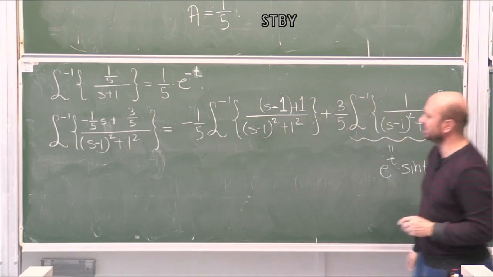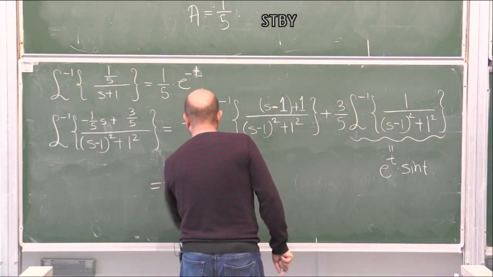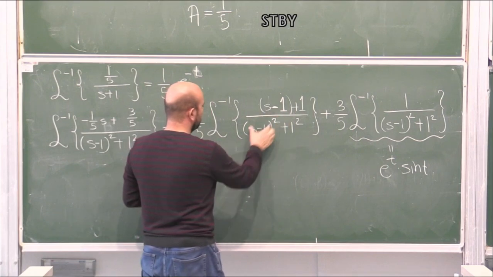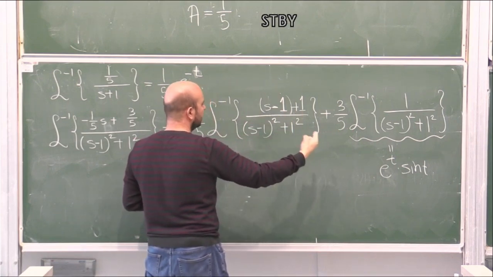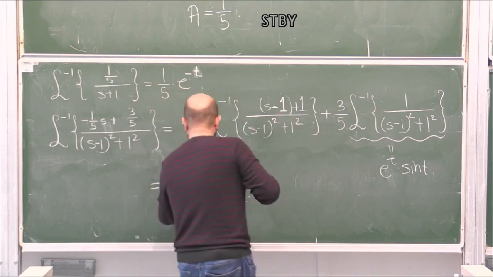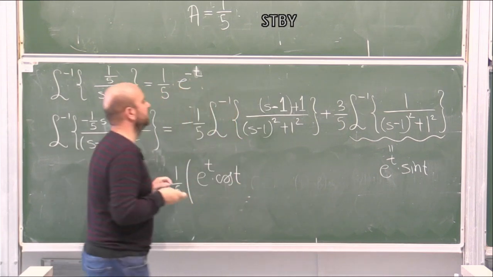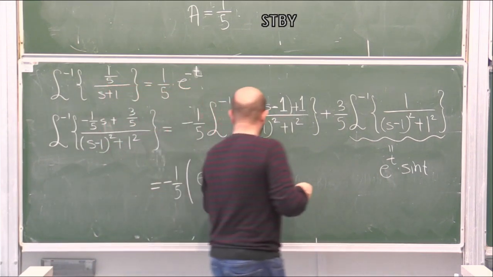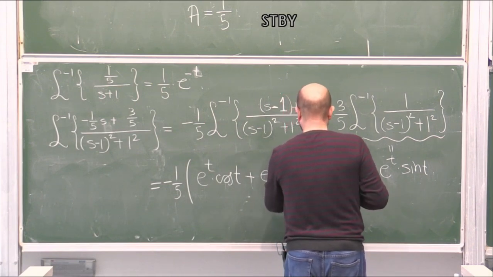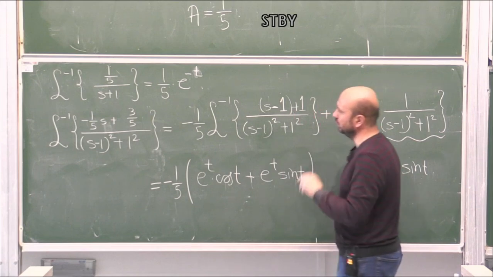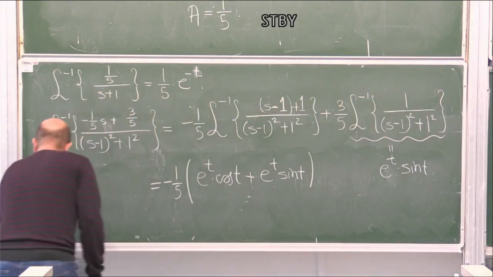So that means there are two things coming here. The first one, minus 1 over 5, parentheses, s minus 1 squared plus 1 squared, which is shifted cosine. In the time domain, there's an exponential coming, which is e to the t, cosine t. And this is plus e to the t sine t. So we found all the pieces. Now we can write the solution.